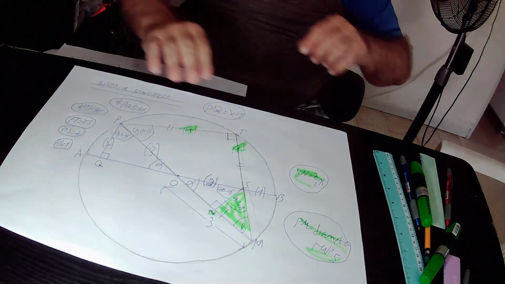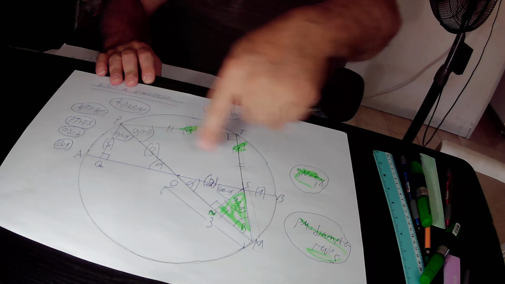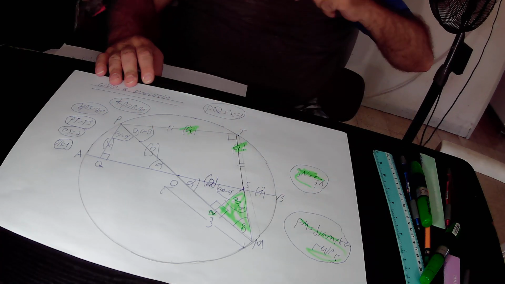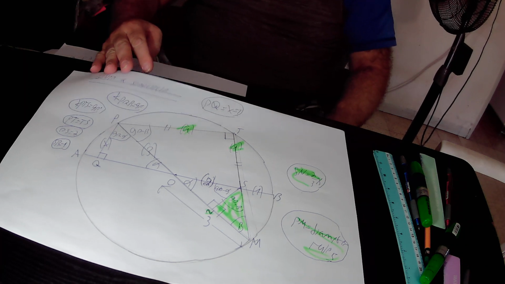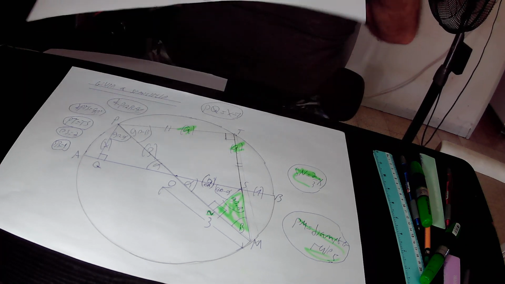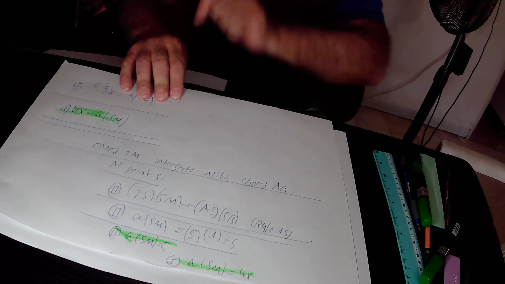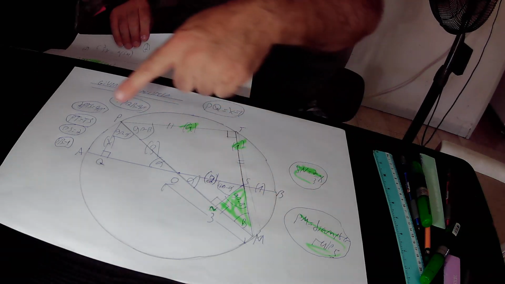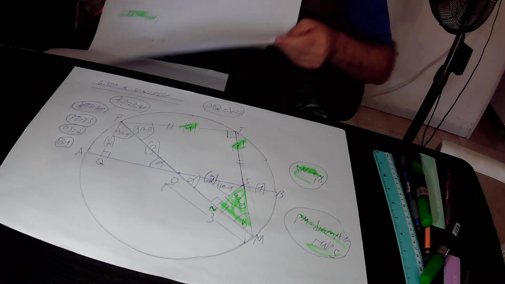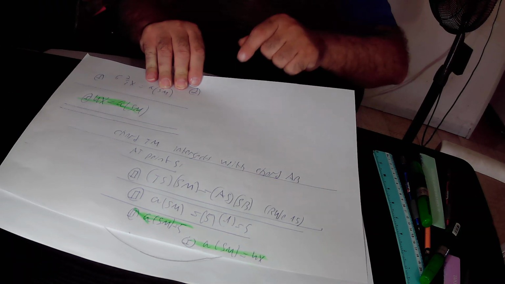Why? Because in our drawing we have chord TM that intersects chord AB at point S. So all the requirements for rule 15 are satisfied, and therefore we can implement it. And again, in our drawing, chord TM intersects chord AB at point S, and therefore the following equation will be true: TS times SM equals AS times SB, according to rule 15.